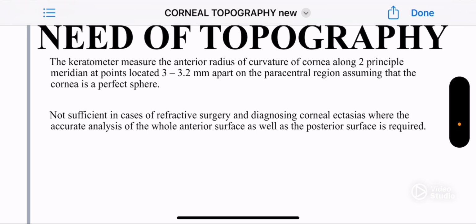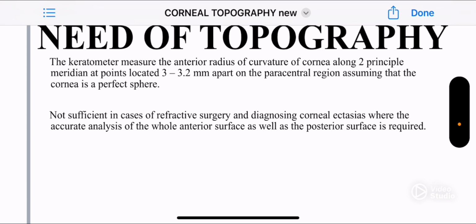As we have discussed, topography can also be done by keratometer, but there is a major disadvantage. What is it? Keratometer measures only the anterior radius of curvature of the cornea along the two principal meridians at points located 3 to 3.2 mm apart on the paracentral region, assuming the cornea is a perfect sphere, while the normal cornea itself is aspheric. So it changes its radius of curvature at every point. So this is the biggest assumption and biggest drawback of keratometry.